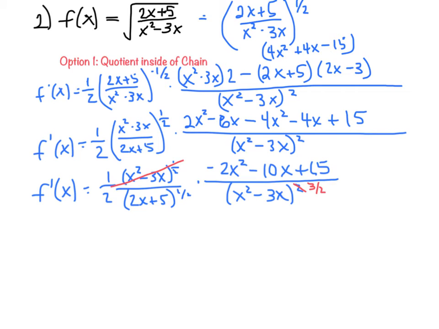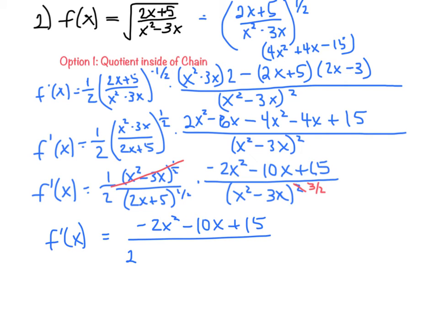Okay, so now what's remaining on the top would be the 1, which I don't need. So really it's just the negative 2x squared minus 10x plus 15. And on the bottom, I have 2. I'm going to rewrite this with a radical. So this would be the square root of 2x plus 5, and then this would be the square root of x squared minus 3x cubed. Okay, there you have it. That is our final answer using the first option.